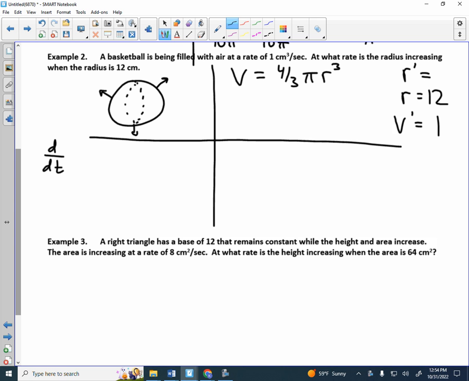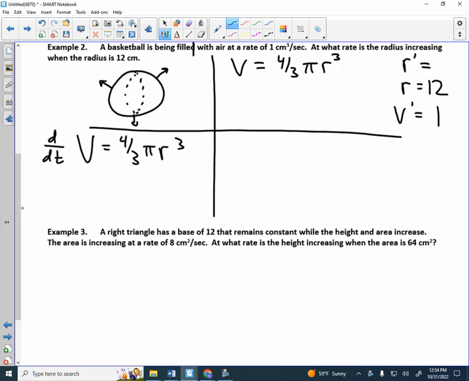Basketball is being filled with a rate of 1. So the derivative with respect to time, V is equal to 4 over 3 pi r cubed. What is the derivative of V? V prime is equal to? Yeah, so you drop that 3 in front. The 3's are going to cancel, right? And you'll get 4 pi r squared r prime.